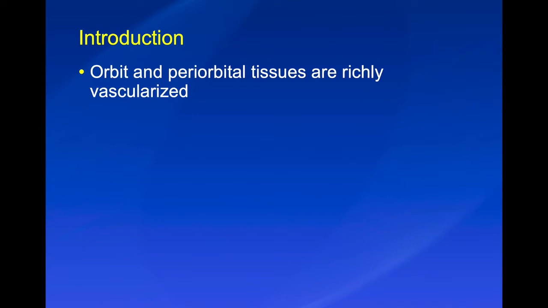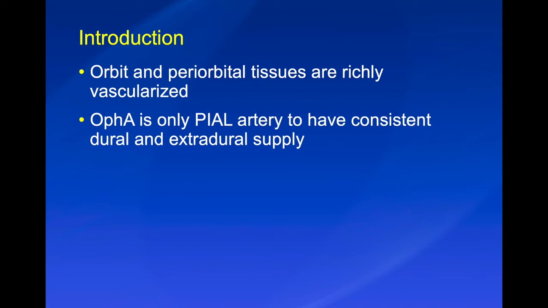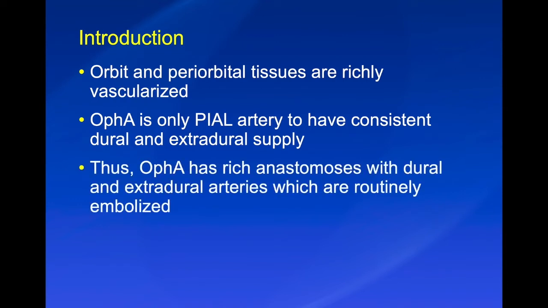The orbit and the periorbital tissues are richly vascularized. It's important to point out that the ophthalmic artery is the only pial artery that has consistent dural and extradural supply that you see on every single angiogram that you do. There are other pial arteries that have dural supply, like the PCAs with the arteries of Davidoff and Schechter, and the ACAs can have some falcine dural supply, but the ophthalmic artery, you see this on every single angiogram. There's consistently dural and extradural supply.